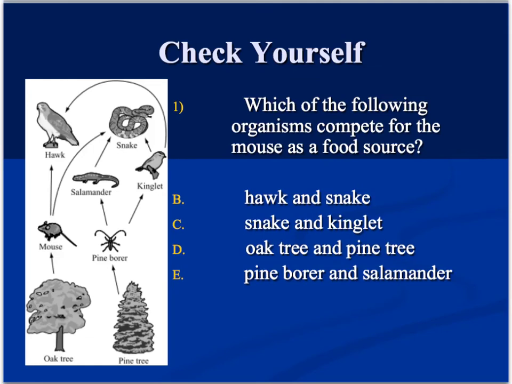The first check yourself question is a multiple choice that you've seen before. Which of the following organisms compete for the mouse as a food source? Now you should have a context for what compete means. You can disregard these letters and instead use A, B, C, and D.